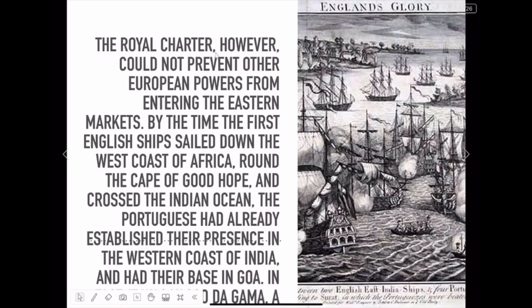However, the Royal Charter could not prevent other European companies from entering the East markets. I said, right? By the time the first English ships sailed down to the west coast of Africa, round the Cape of Good Hope and crossed the Indian Ocean, the Portuguese had already established their presence on the western coast of India and had a base in Goa.